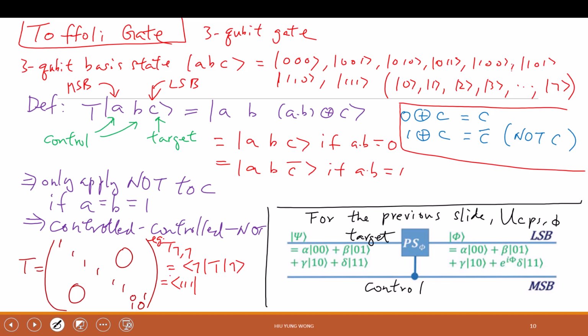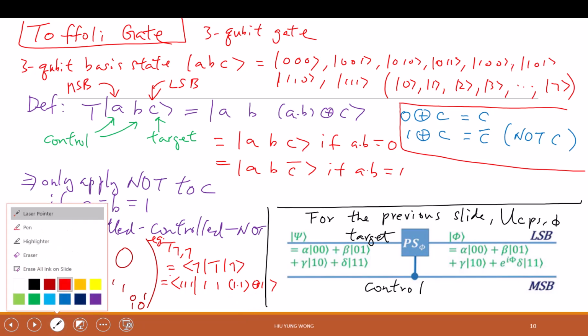Equals 1, 1, 1 times 1 exclusive or 1. I know this is long, but you just follow it. Because this is A, T applied to 7. 7 is 1, 1, 1. So A is 1, B is 1, C is 1. So A is 1, B is 1, and C becomes A times B exclusive or C. So it's 1 times 1 exclusive or 1. I know it's long, but if you follow it, then it is understandable, right?